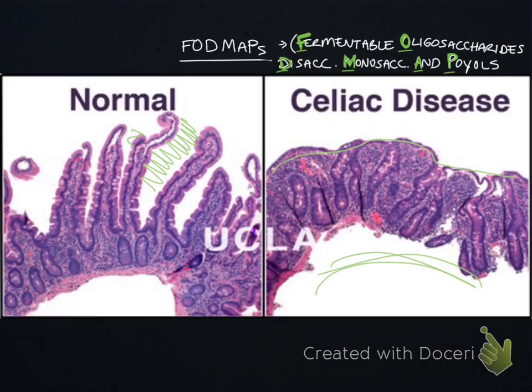Here's a picture of the wall of an intestine that somebody has with celiac disease. And we can see that, with a normal intestine, we have all of this surface area with all of these villi and microvilli able to digest and absorb things. But with celiac disease, it's filled with all these inflammatory cells inhibiting absorption.